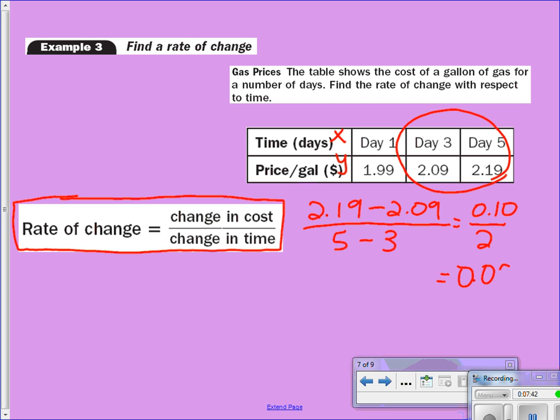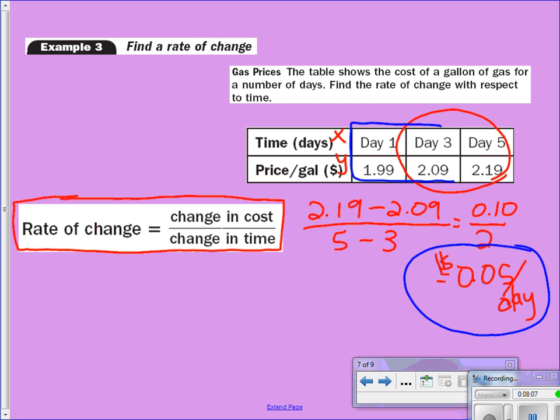5 cents. But because this has a label and a meaning behind it, we say 5 cents per day. And this would be your answer. Your rate of change is 5 cents per day. It should be the exact same if we did the other one, because the difference between day 1 and day 3 is also 10 cents, and the difference is also 2 days. You'd get 5 cents per day again.